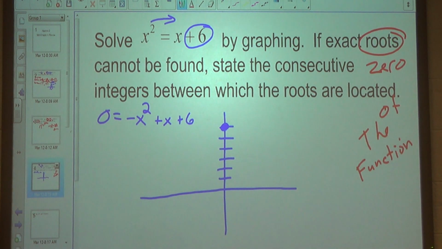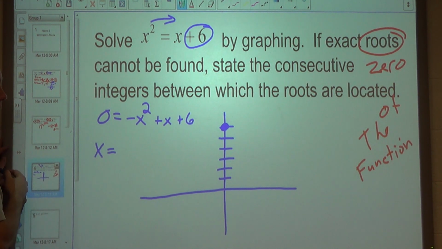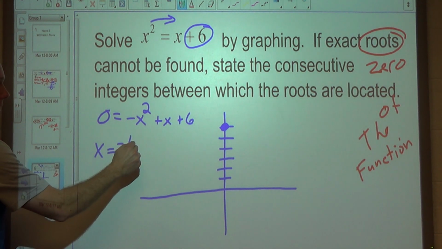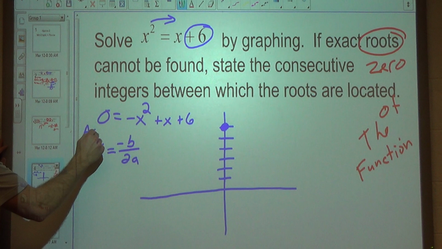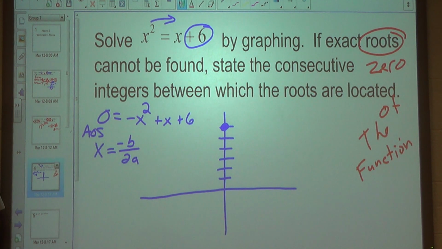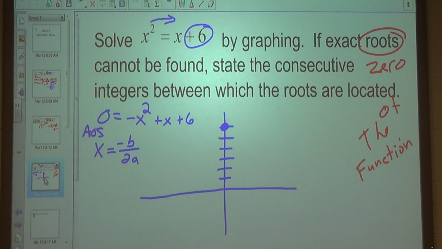Okay? Then I want to do the axis of symmetry probably. So what's the formula for that? X equals what? Negative b over 2a. This is the axis of symmetry. So do that. And then you can find the vertex. And then I would make a table after that.